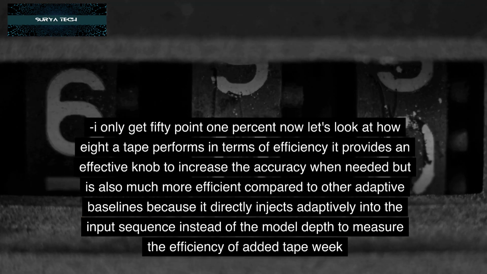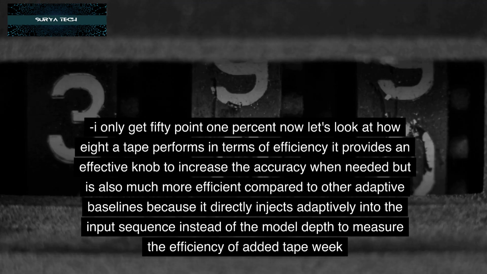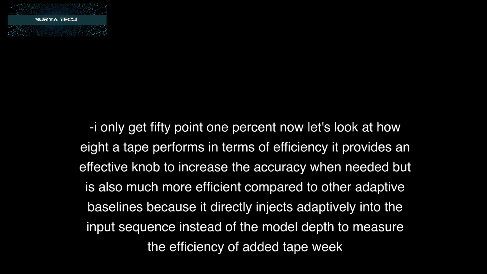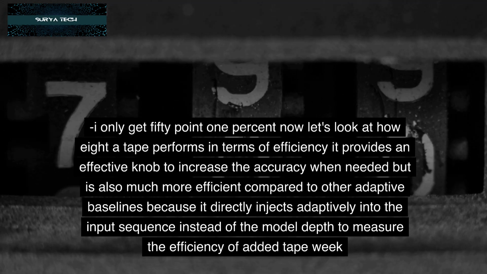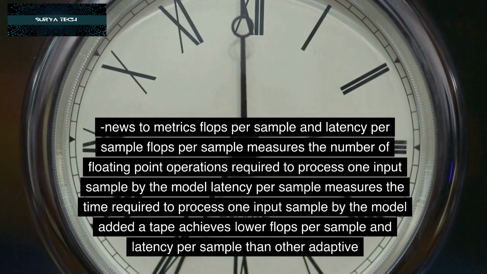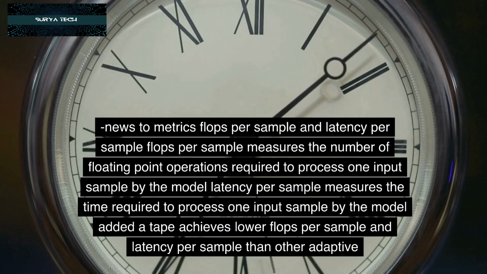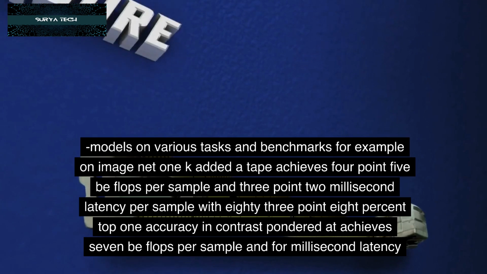Now let's look at how AdaTape performs in terms of efficiency. It provides an effective knob to increase the accuracy when needed, but is also much more efficient compared to other adaptive baselines because it directly injects adaptivity into the input sequence instead of the model depth. To measure the efficiency of AdaTape, we use two metrics: FLOPs per sample and latency per sample. FLOPs per sample measures the number of floating point operations required to process one input sample by the model. Latency per sample measures the time required to process one input sample by the model. AdaTape achieves lower FLOPs per sample and latency per sample than other adaptive models on various tasks and benchmarks.